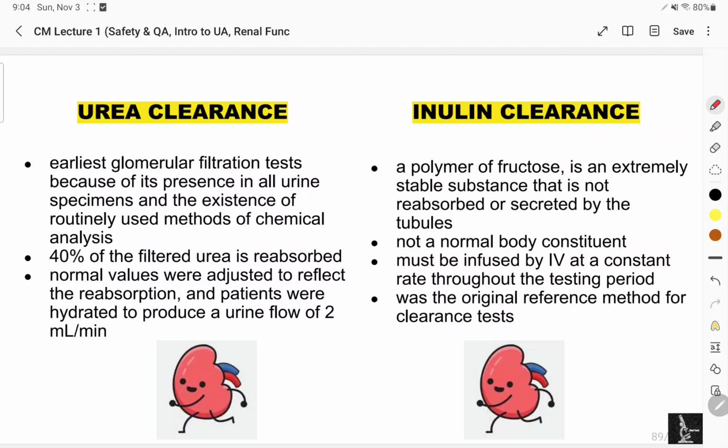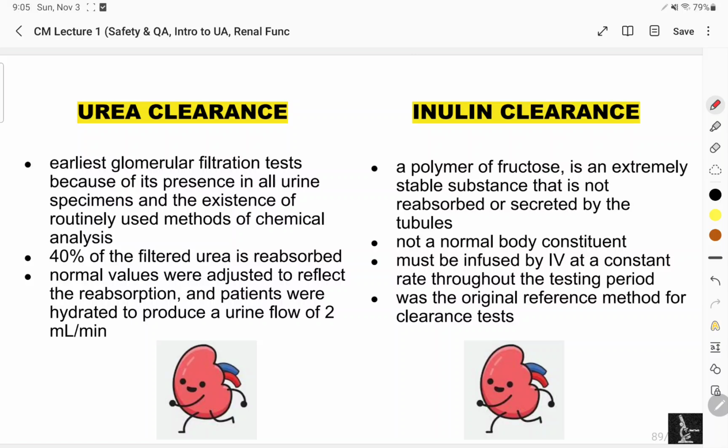Kaya di ba usa sa katong criteria to ensure nga accurate ang atong glomerular filtration test kay dapat neither reabsorbed nor secreted by the tubules. So wala kapasal sa urea ana. Okay? So, inulin clearance.